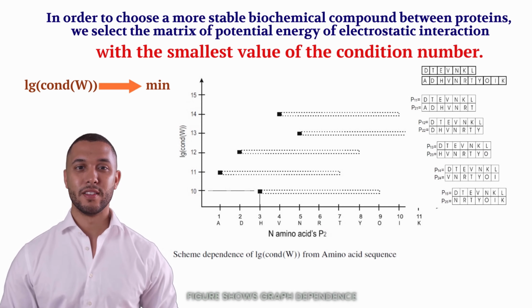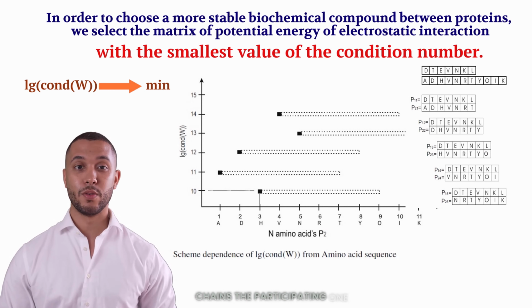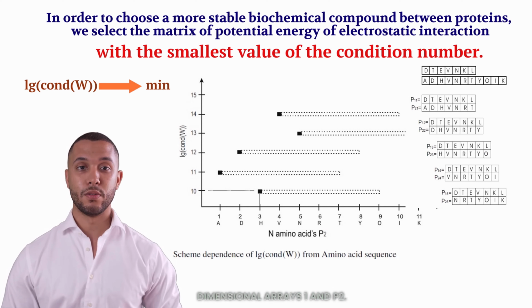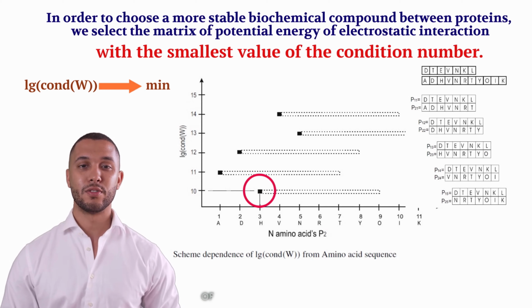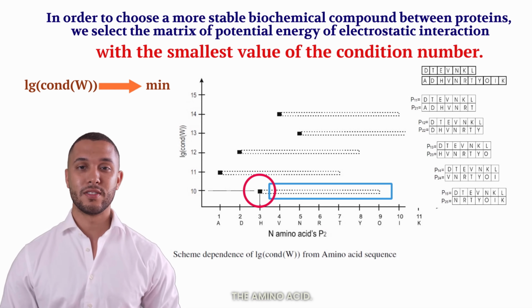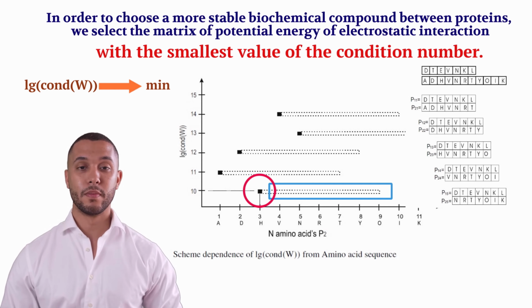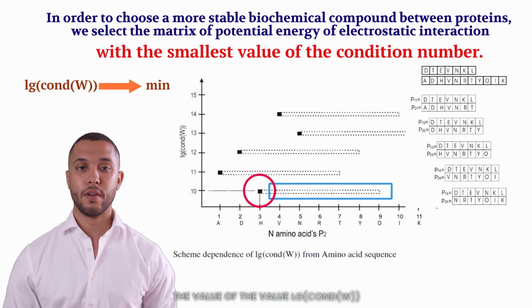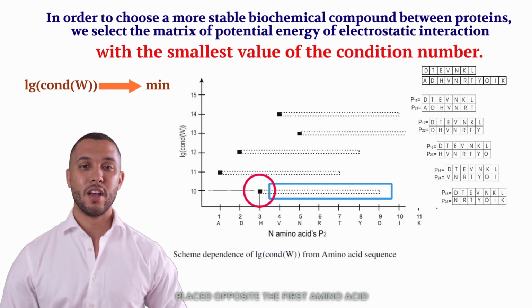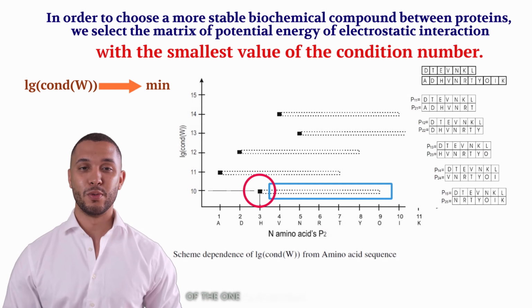The figure shows the graph of the dependence of values Leconte on the sequence number of the polypeptide chains of participating one-dimensional arrays P1 and P2. In this example, as we see from the graph, the smallest value of Leconte corresponds to the interaction of the vectors P13 and P23. The dotted line indicates the amino acid sequence of one-dimensional array P2, which participates in the formation of a biological complex with one-dimensional array P1. The value of Leconte is placed opposite the first amino acid of the segment of the one-dimensional array P2.